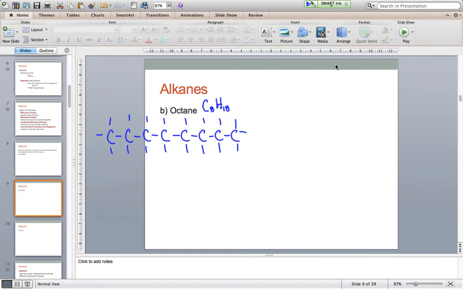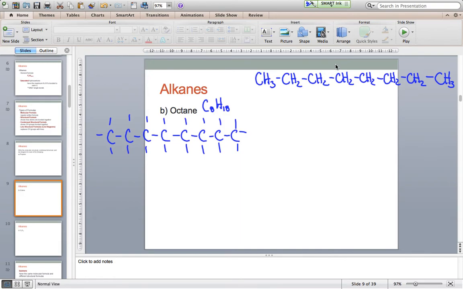So what does a condensed structural formula for octane look like? Well, at the end of the molecule, at the end of the chain, I've got a CH3 group, and then I have 6 CH2 groups: 1, 2, 3, 4, 5, 6, 7. And then at the other end of the chain is another CH3.